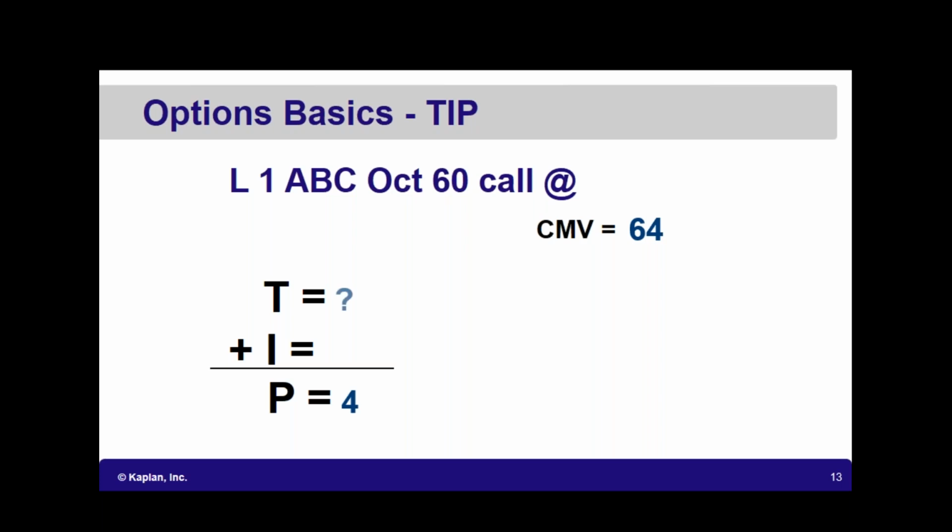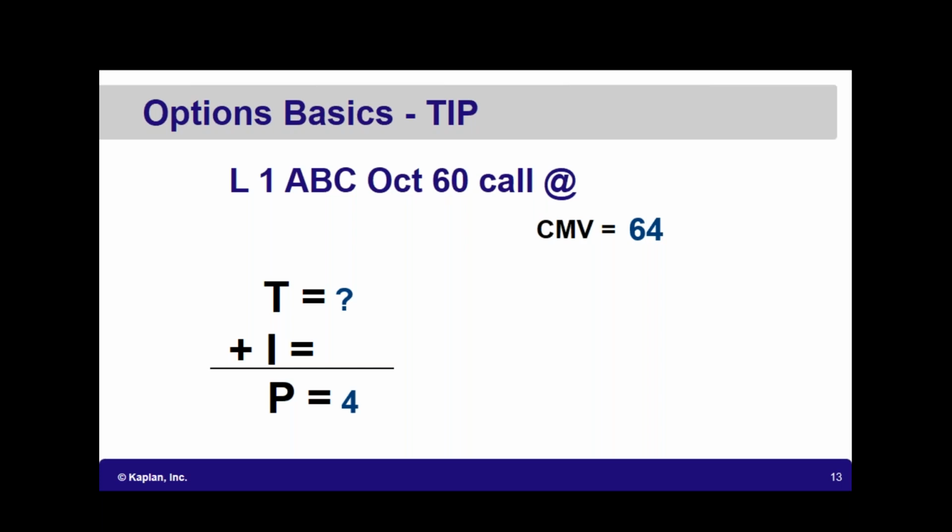In this case, we have a current market value of 64 and a premium of 4. Once again, they want us to calculate the time value. Now remember, in order to calculate the time value, I would need either the premium or the intrinsic value, or the current market value so I can determine the intrinsic value. So I've got the premium, and they gave me the current market value.